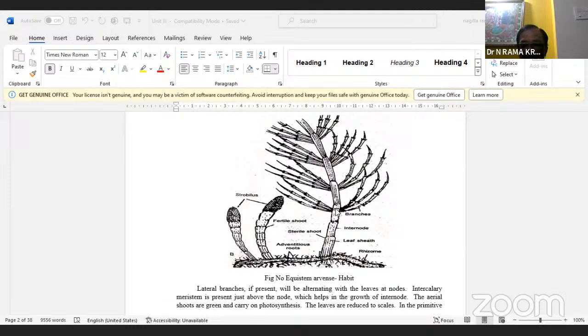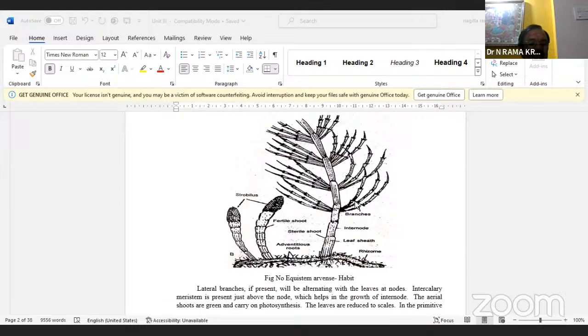The nodes are solid or hollow, and always in ridge-like structures. Each ridge corresponds to the leaf nodes above the ridges. Successive internodes alternate with one another. The internode grows by means of, this one is most important, intercalary meristems. It is situated just above the nodes.